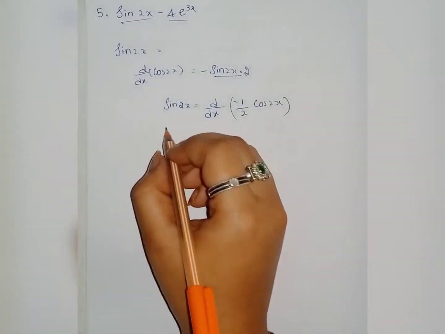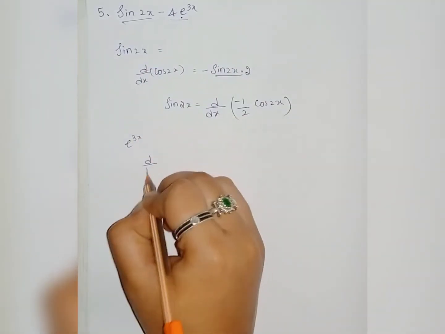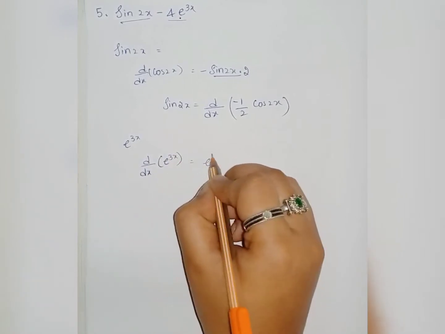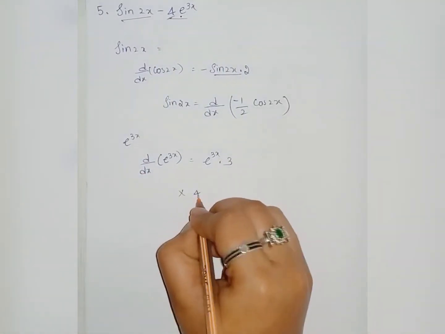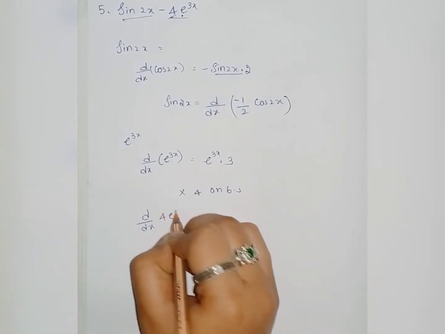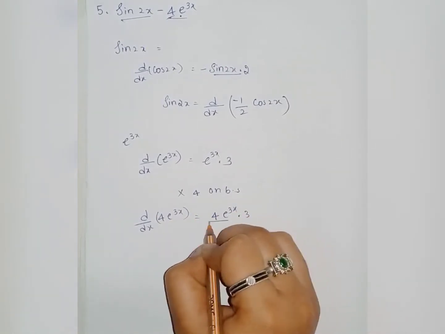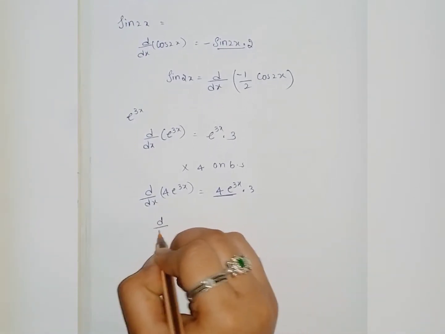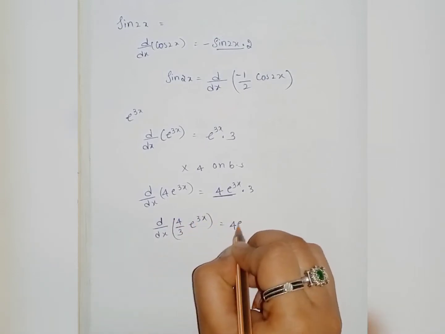Okay. And then it is e power 3x. Differentiating e power 3x, we get e power 3x into 3, and we just require 4. So multiply 4 on both sides. 4 e power 3x is equal to 4 e power 3x into 3. Only these terms we need, so all other things we send to the other side. d by dx of 4 by 3 e power 3x is equal to 4 e power 3x.